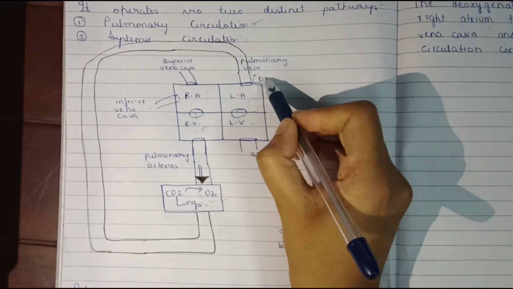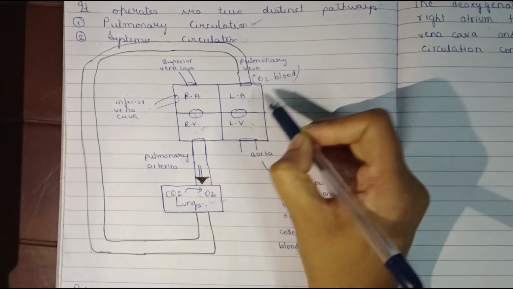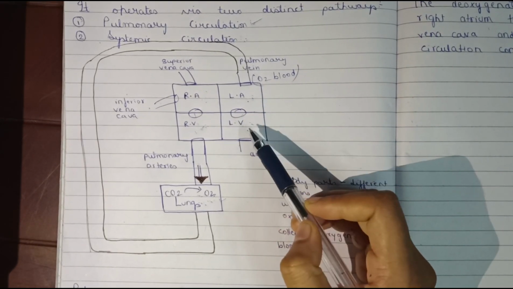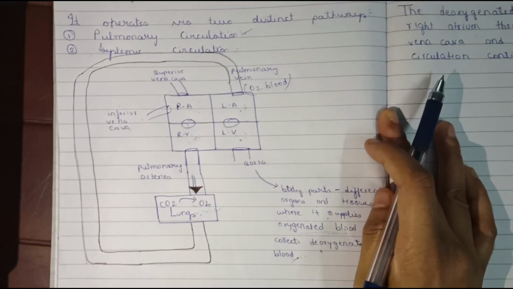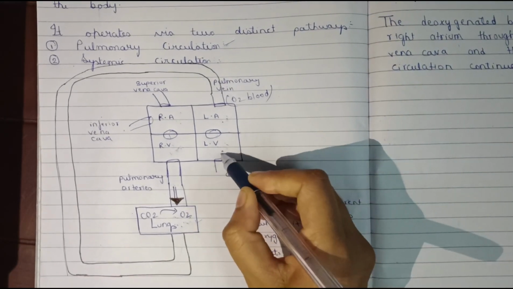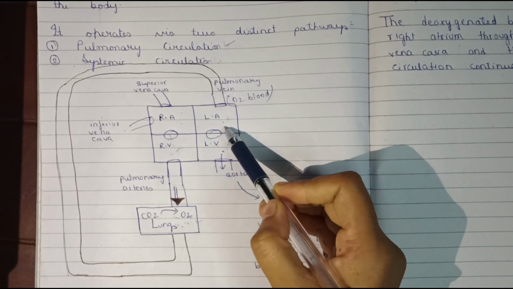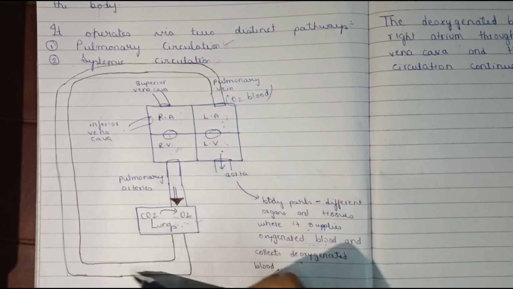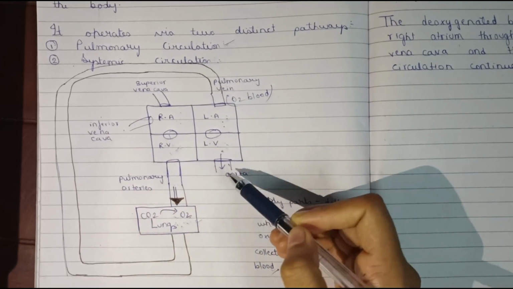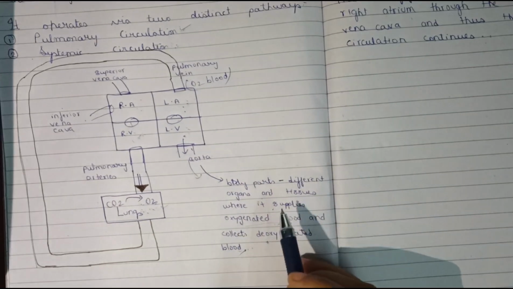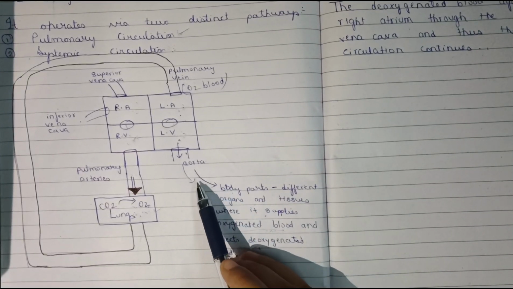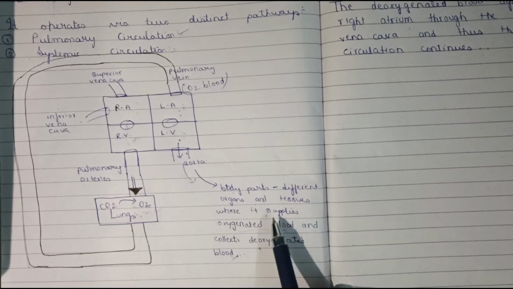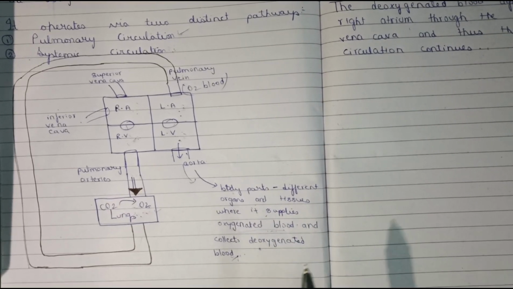Now our oxygenated blood has finally arrived into the left atrium. From the left atrium it will drain itself into the left ventricle through the bicuspid valve and then it will move out of the aorta. Now our oxygenated blood, purified by the lungs, has finally reached the aorta and moved out to the body. This oxygenated blood reaches different body parts, different organs and tissues, where it supplies oxygenated blood and collects deoxygenated blood.